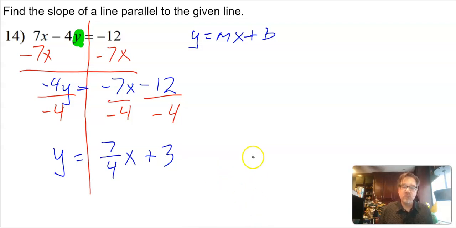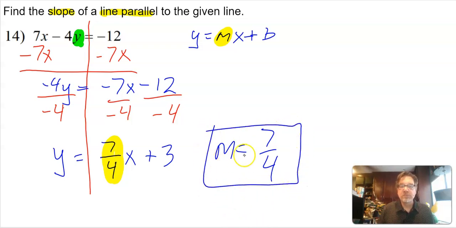So remember, in y equals mx plus b, m is the number in front of x. And I want slopes of parallel lines. So those are going to be the same slope. So m equals 7/4. Boom. When you type that into student view, you're going to do 7/4 like that when you type it in.